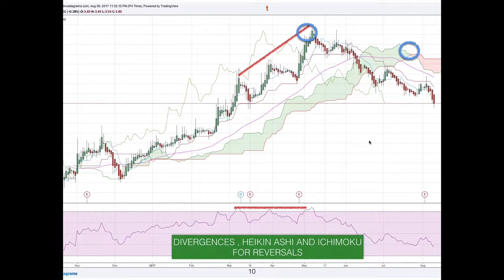At the top of the uptrend, we find a trend change candle, and then a downtrend followed. Price broke below the kumo and it's still on a downtrend along with the RSI.